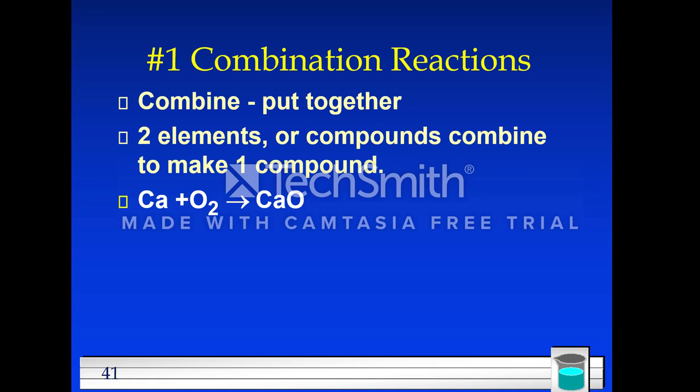It bugs me to see it not balanced. Right? Everybody see the two O's over here? That means I'm going to need two O's on the other side, right? So I put two there. That means I've got two Ca's now. So I need a two there.